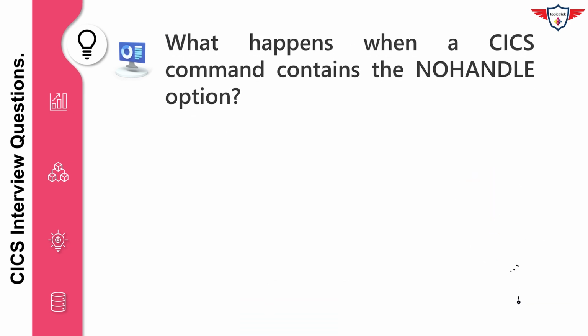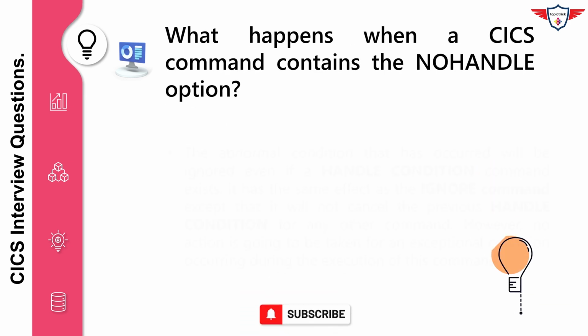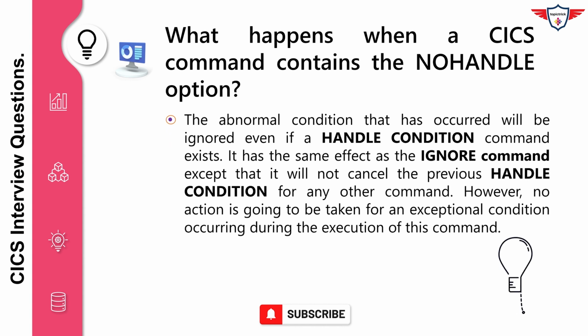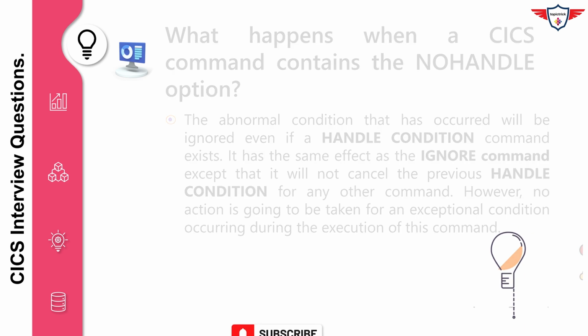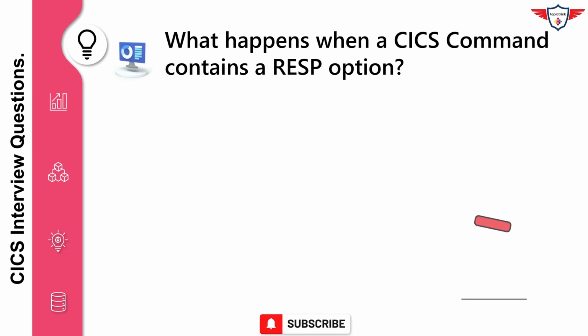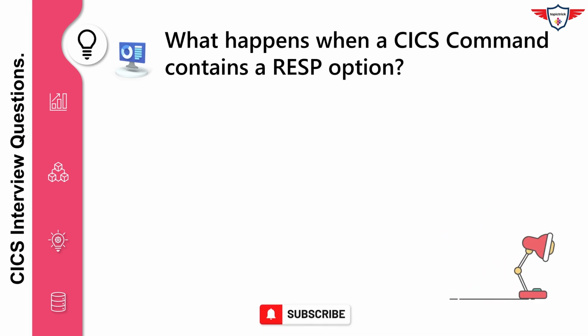What happens when a CICS command contains the NOHANDLE option? No action is going to be taken for an exceptional condition occurring during the execution of this command. The abnormal condition that has occurred will be ignored even if a HANDLE CONDITION command exists. It has the same effect as the IGNORE CONDITION command except that it will not cancel the previous HANDLE CONDITION for any other command.